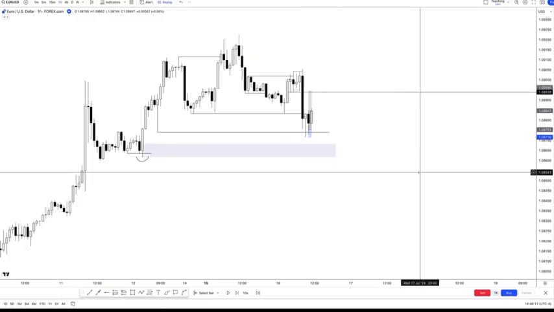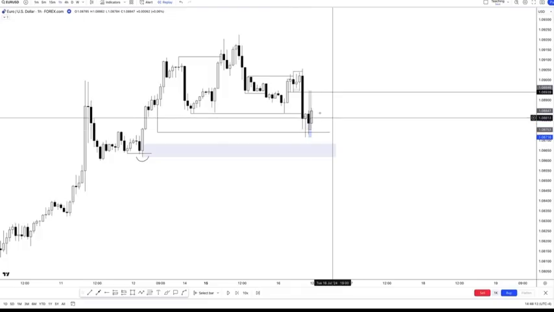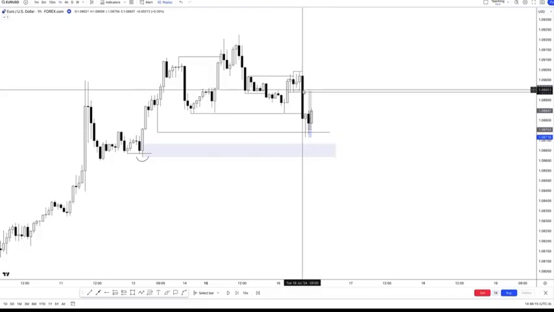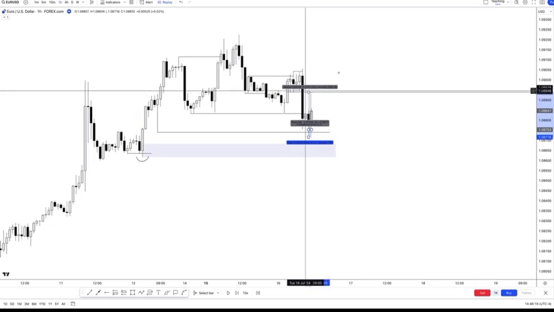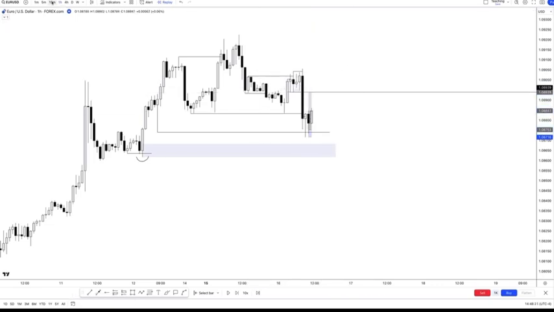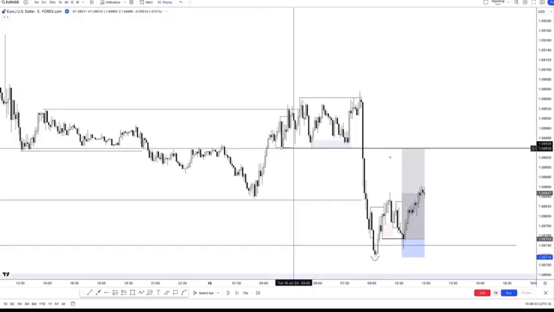I put a black line at these lows here, basically like the 1 hour liquidity block area, and I wanted to see price into that area, and that's going to be my target. I'm going to close 80% there, and I'll let the rest run, no problem.